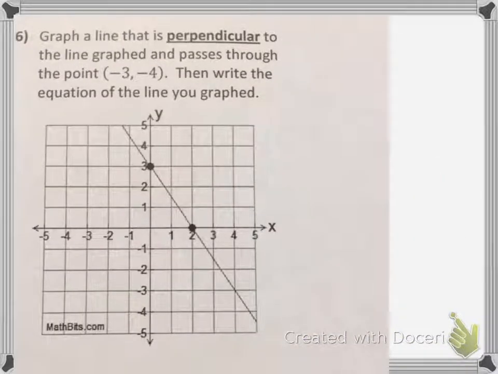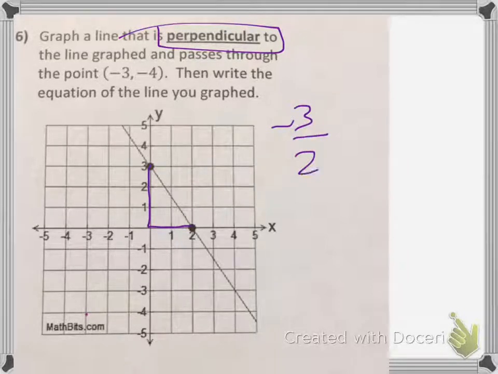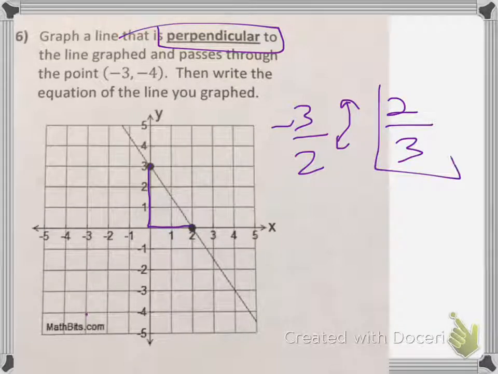All right, last one. It says graph a line that's perpendicular, so that's opposite reciprocal slope, to the line graphed that passes through the point -3, -4. So we're going -3, -4, which is right here. And then we have to go perpendicular to this slope. So this slope is down 3/2. I have to flip that upside down and change the sign. So my slope is going to be 2/3.